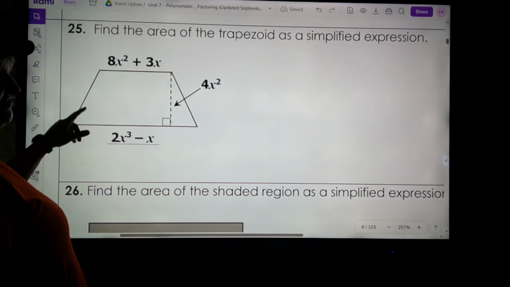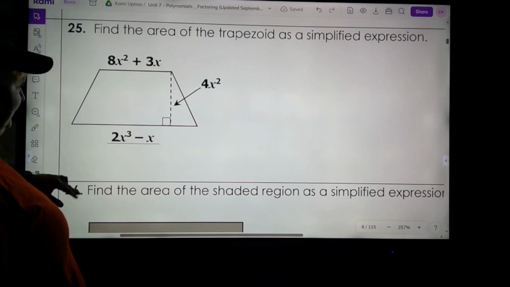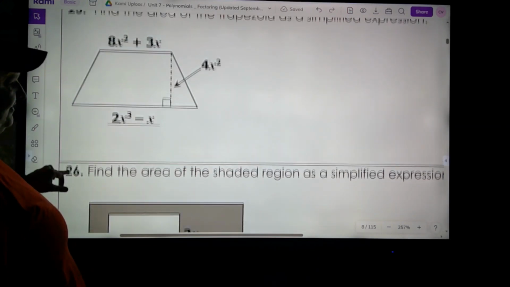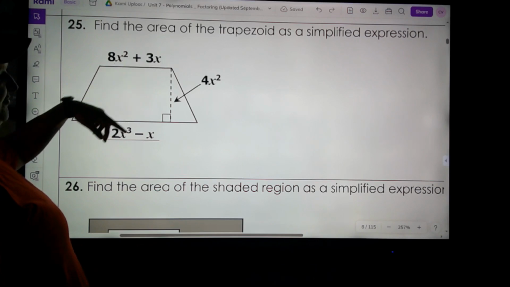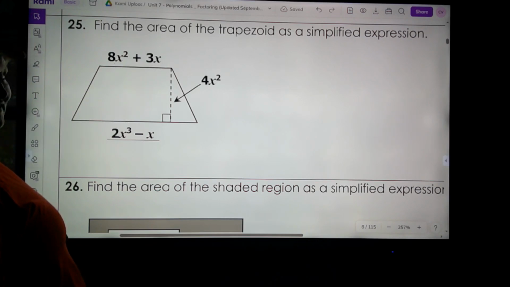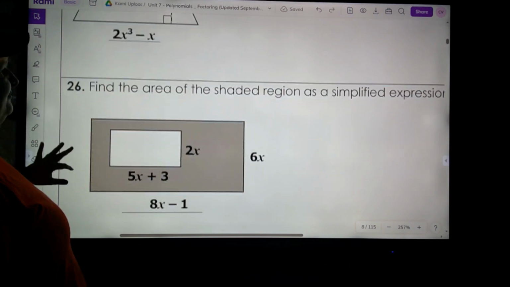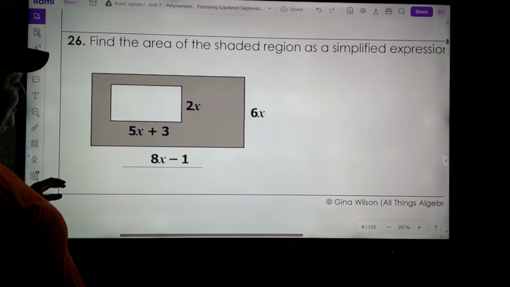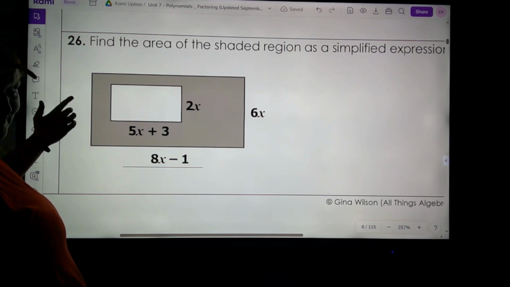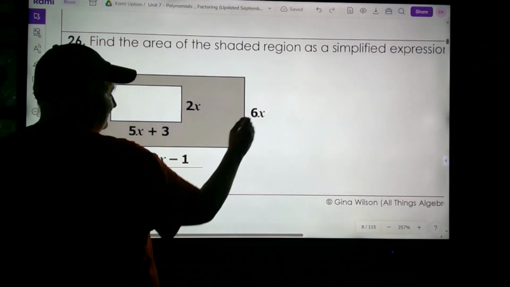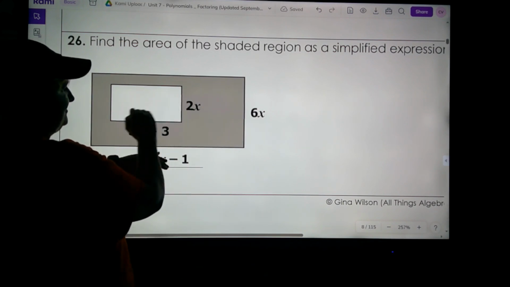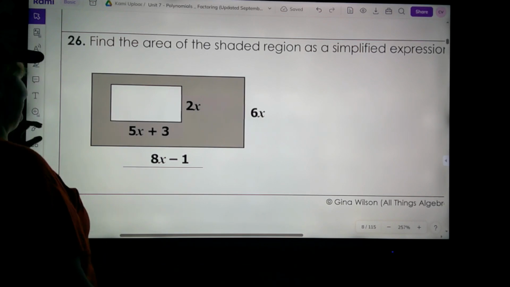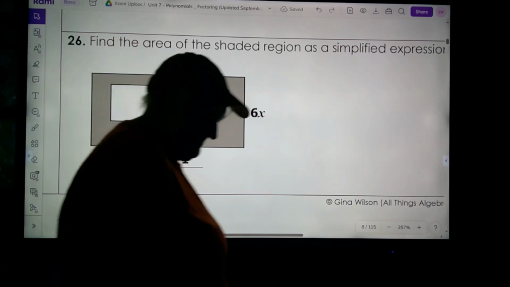Bonus points if you can actually solve these and explain to me how you solved them. 25 and 26. Find the area of the trapezoid as a simplified expression. What is area? Find the area of the shaded region as a simplified expression. Remember how to find the area and then use what we just learned. You're going to multiply this times this, and then you're going to subtract from that this times this to take this out. Oh, I can't wait to see if you can figure that out. Even numbers are yours.